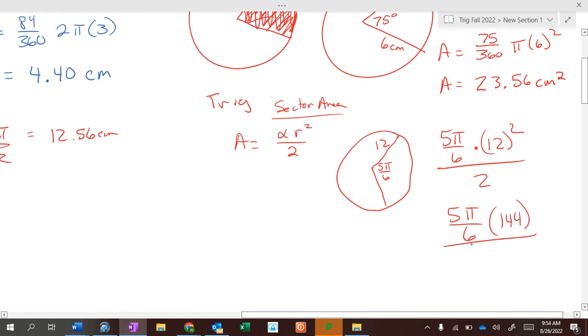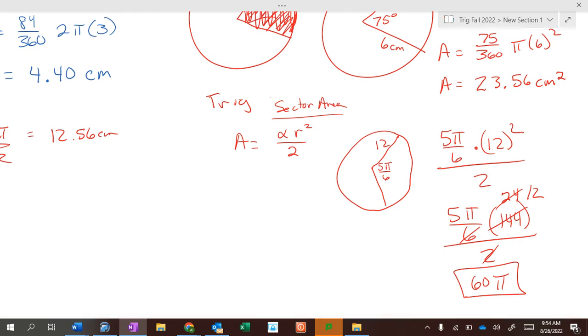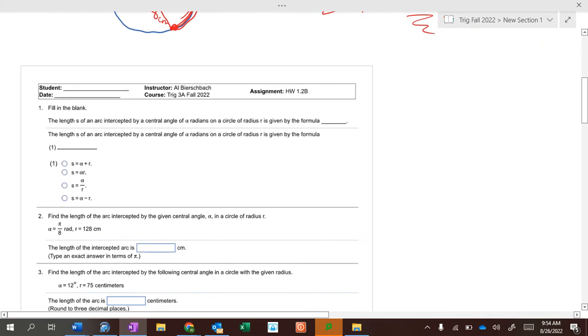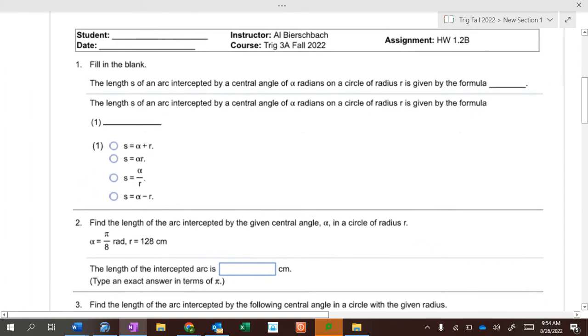So it's 144 divided by 2. 144 goes into 6 24 times, I think. 24 goes into 2 12 times. 12 times 5 is 60. So it's like 60 pi. Capiche? Okay. So the formulas for sector area and arc length are on the board for you.